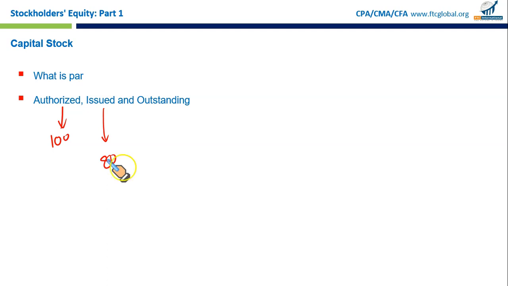And out of those 80 shares, the company has purchased its own stock. When you buy your own stock, this is called treasury stock. If the corporation holds some of its own issued shares, they are called treasury stock. So when you calculate the outstanding stock, remember, outstanding stock is equal to issued less treasury stock. So outstanding would be 60.